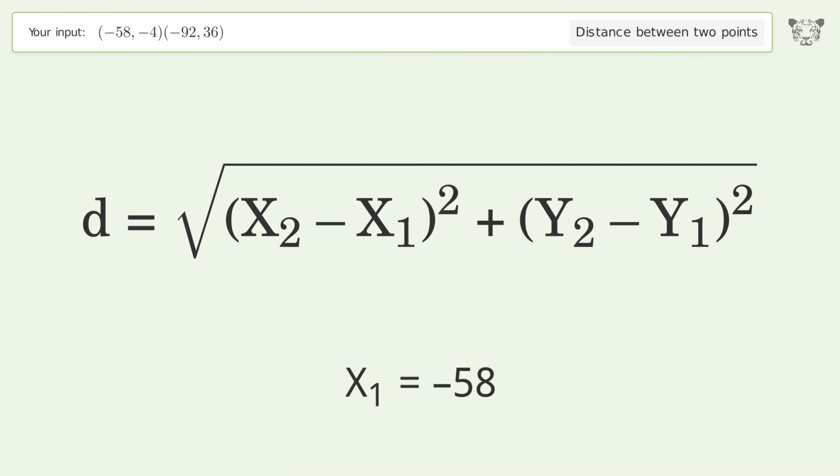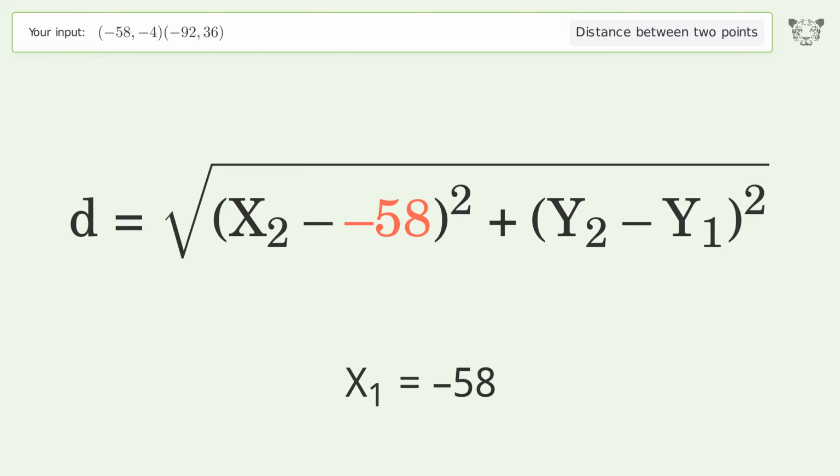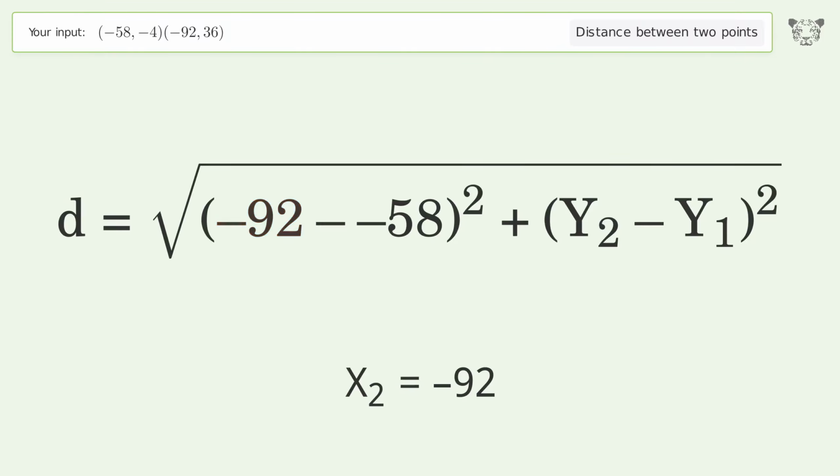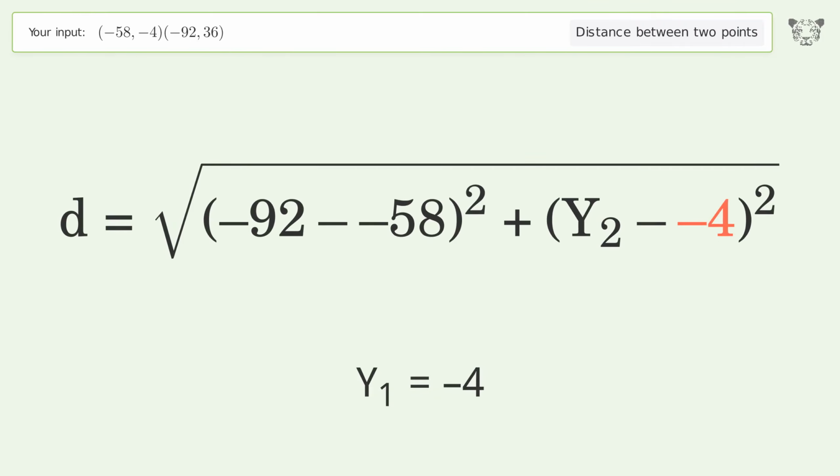x1 equals -58. x2 equals -92. y1 equals -4. y2 equals 36.